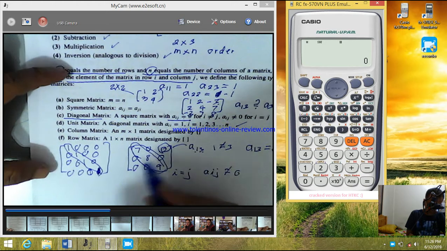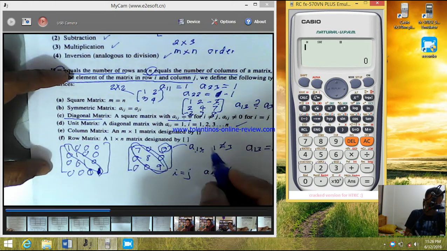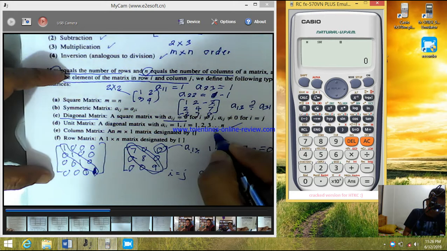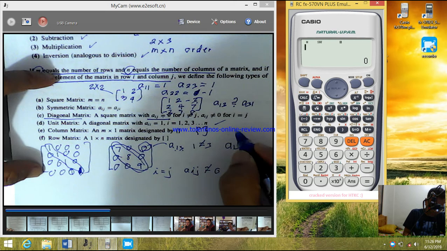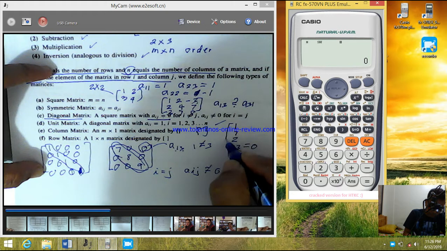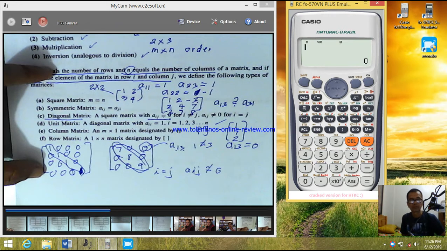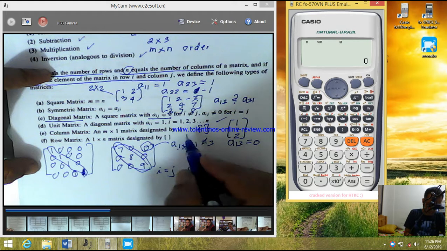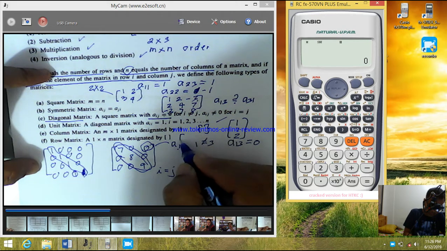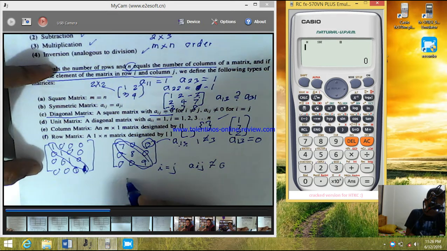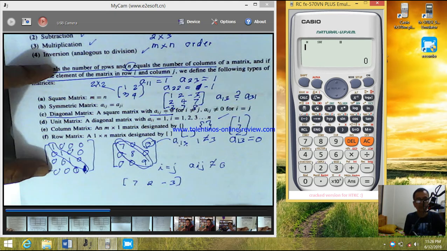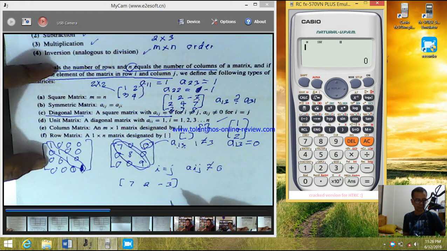And then a column matrix, m by 1 matrix, isang column lang siya, no? Ang kanyang designation is just a bracket. So, for example, we have 1, 7, 2. Alright, this is just one column. Next is a row matrix. Ang designation niya naman is a bracket. An example of a row matrix is, let's say, 7, 2, negative 3. This is an example of a row matrix.